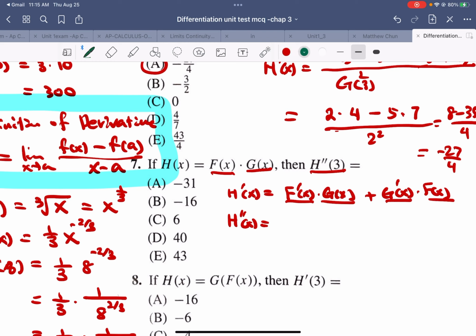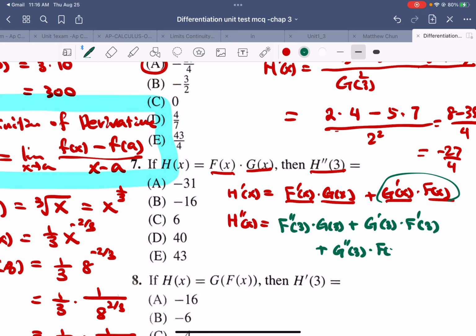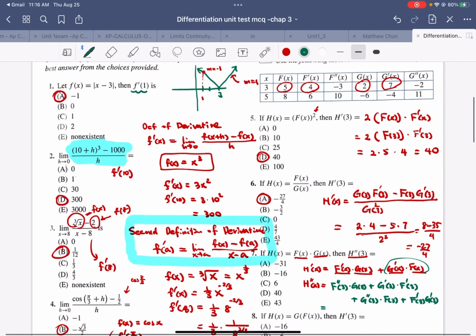Okay, let me use another color. F double prime of 3, I'm going to put that in, times g of 3 plus g prime of 3 times f prime of 3. I used the product rule on the first one. Now also on the second one right here, if you use the product rule, g double prime of 3 times f of 3 plus f prime of 3 and g prime of 3. Now you have to find all the values in the table, and then you can compute.